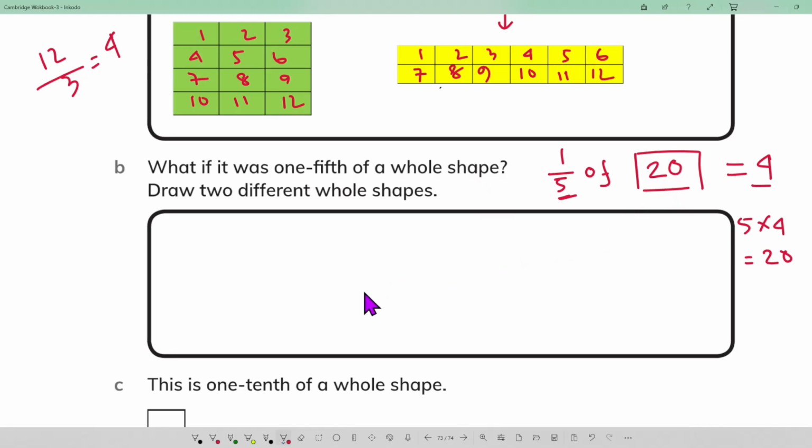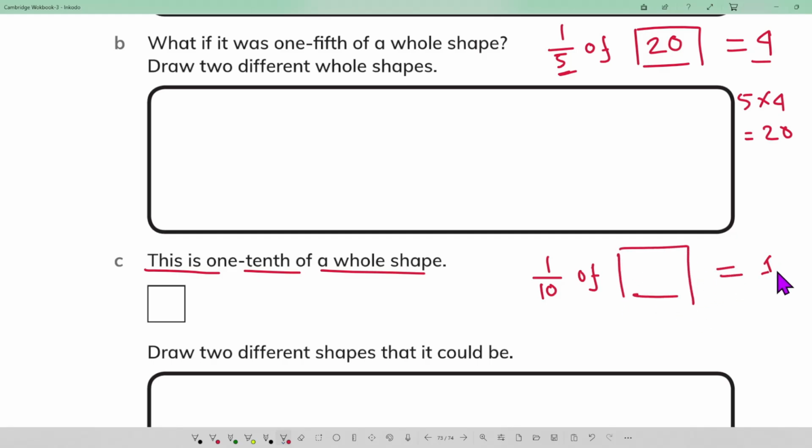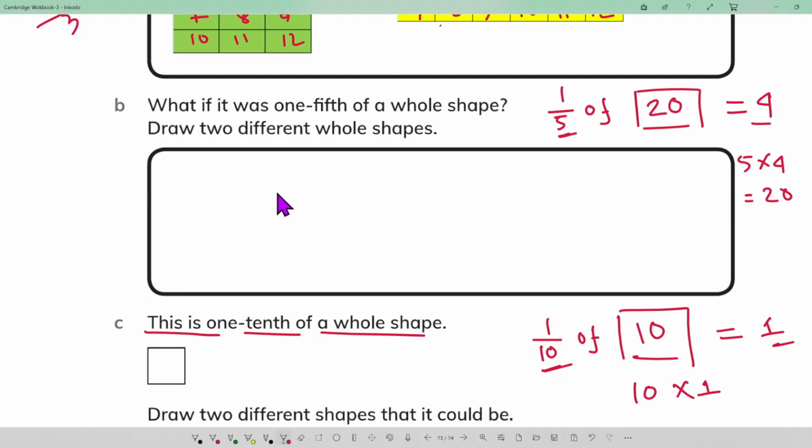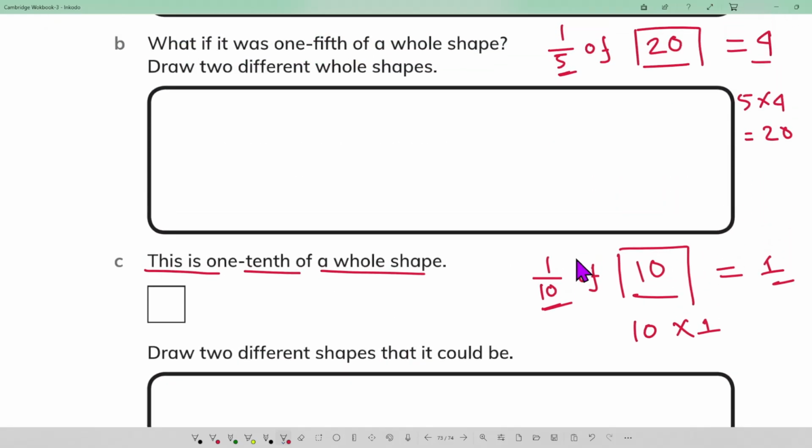So again we have to draw this one, but before draw we have to finish this one. This is 1/10 of a whole shape. So here is a 1. Okay, so 1/10 of whole shape, we don't know, but result is 1. So 10 times 1, it will be 10. So here we will make 20 shape, and here we will draw 10 shape. So one by one, just stay with me.